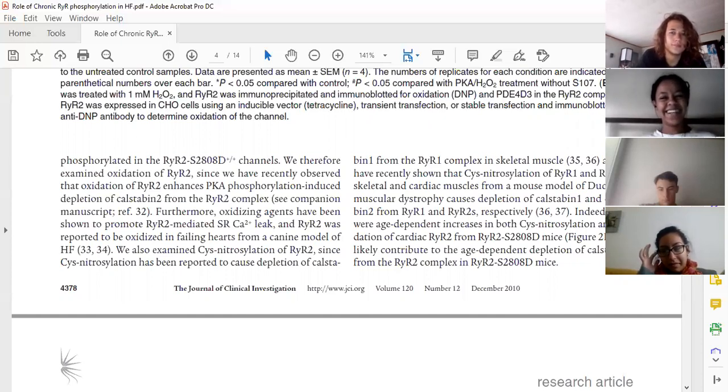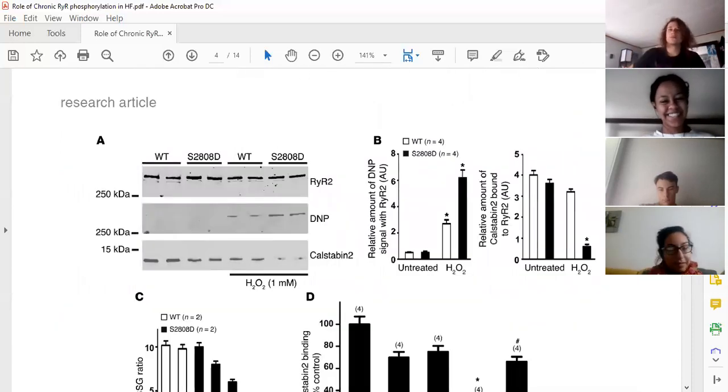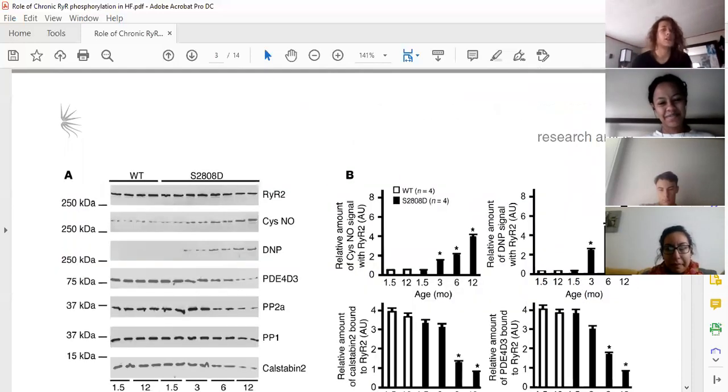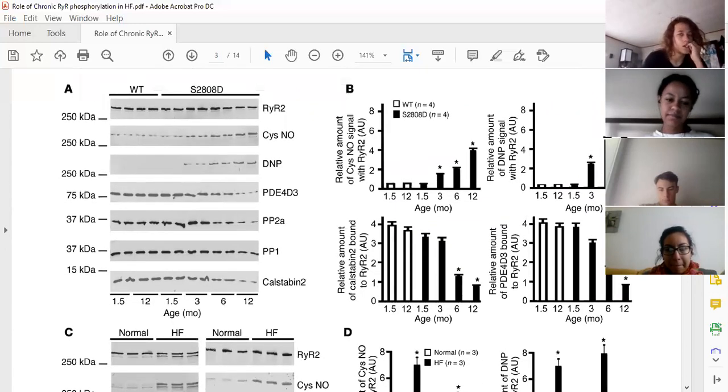No, I'm teasing you about the pronunciation. So let's take a quick look at that. Where is it? Up here. So here, these two things are showing you the increase in oxidation of the channel, which is correlated here with the breakup of that macromolecular complex. Okay, so that's what they're talking about.